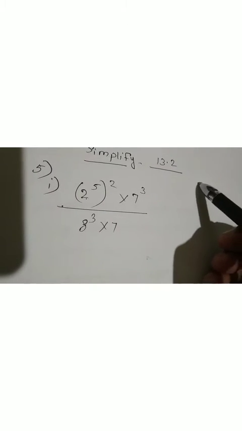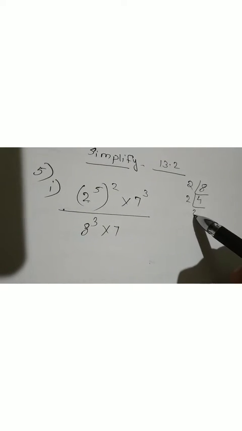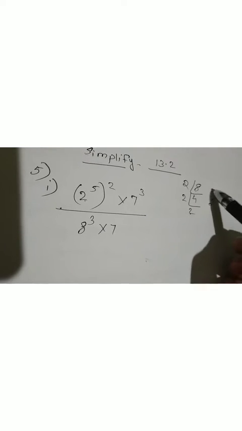So 8, we can divide by 2, 4, again by 2, and 2. So that is equal to how many times? 3 times. So 2 raised to 3. So (2 raised to 5) the whole squared into 7 raised to 3 divided by 8 is equal to 2 raised to 3. But actually the question is 8 raised to 3. So if it is 1/8 we can write it as 2 raised to 3. But here, how many times? 3 times. So 3 will be there.